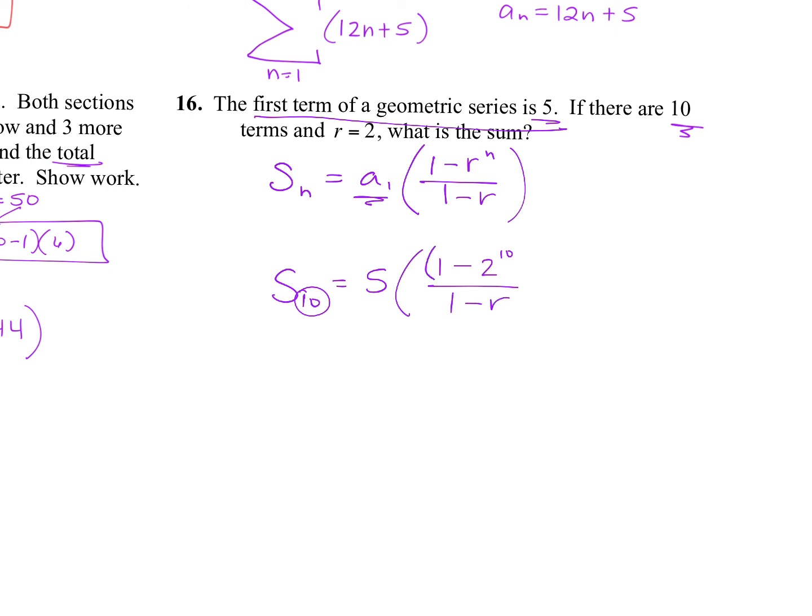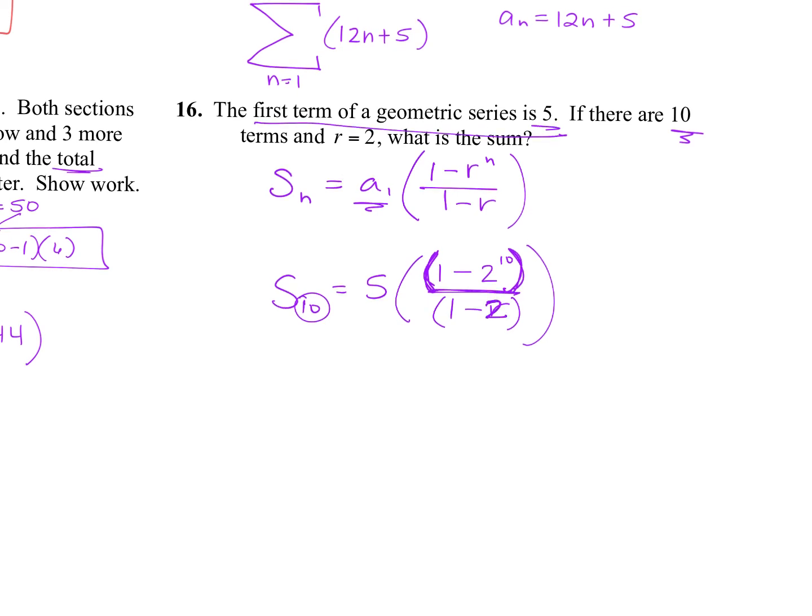Now, you want to make sure that this gets in parentheses and this gets in parentheses. So you would plug in 5 times parentheses 1 minus 2 to the 10th parentheses divided by 1 minus, oh, I wrote 2r instead of 2. Sorry, this is a 2. So if you plug that into your calculator, you should get the sum of those 10 terms is 5,115.